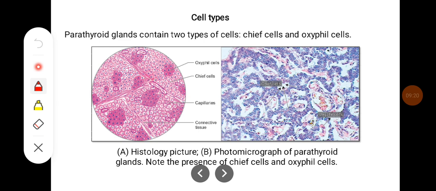So these are the different types of cells that we see in the parathyroid gland. They are called chief cells and oxyphil cells.